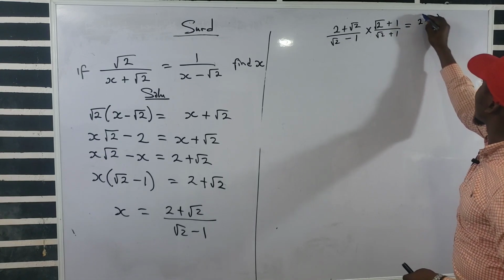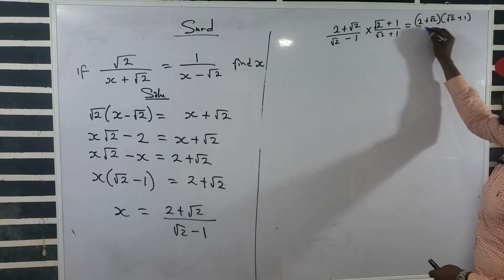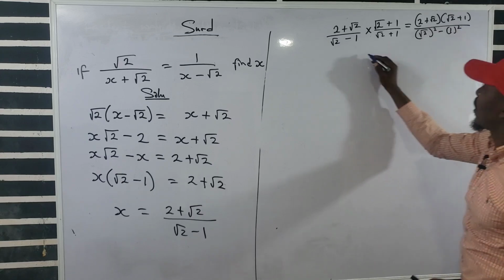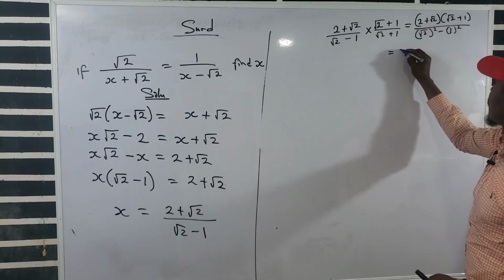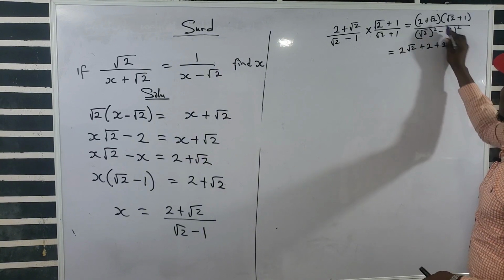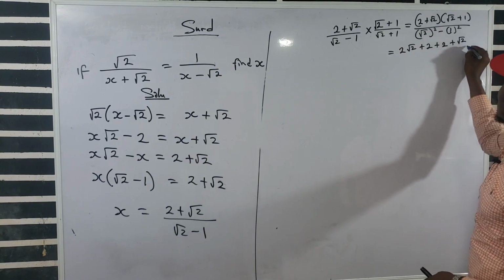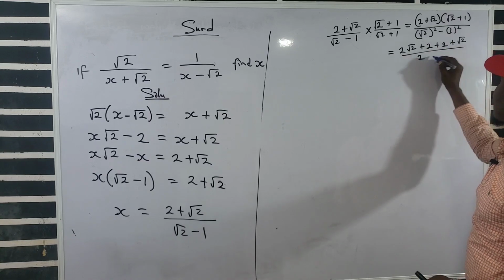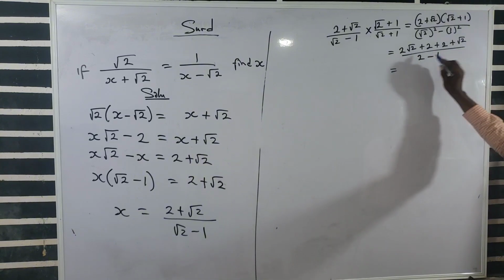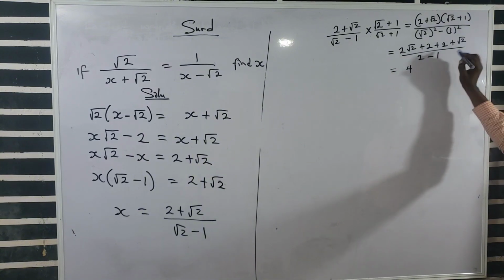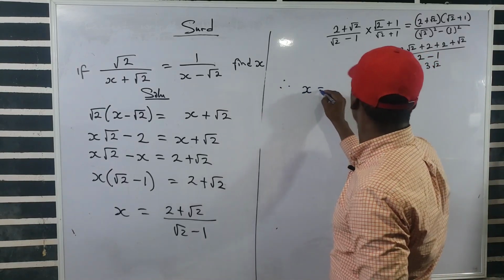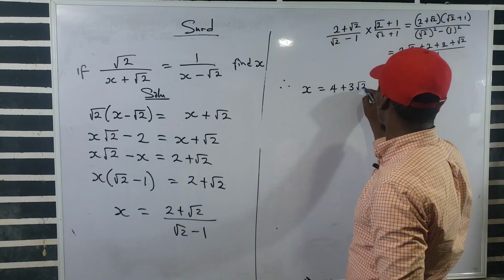That will give us 2 plus root 2 into root 2 plus 1 over root 2 all squared minus 1 all squared. This times this will give us 2 root 2, this times this gives plus 2, this times this gives plus 2, and this times this gives plus root 2 times root 2, which is 2. The denominator gives 2 minus 1, which is 1. Then the numerator gives 4 plus 3 root 2. So therefore you can now say that x equals 4 plus 3 root 2.